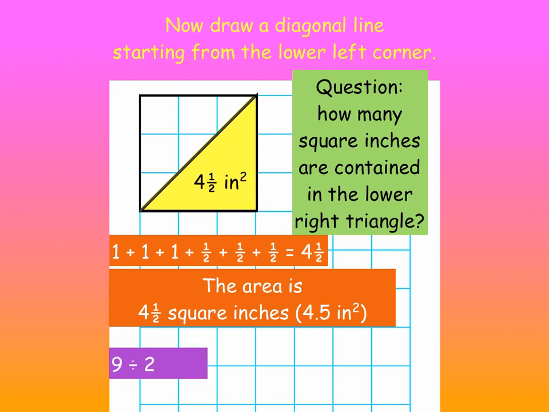Of course, you could have just said the whole thing is 9, so 9 divided by 2 is 4.5, or 4 5/10. Or just, what's half of 9? Half of 9 is 4.5.